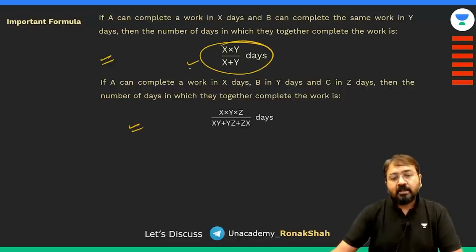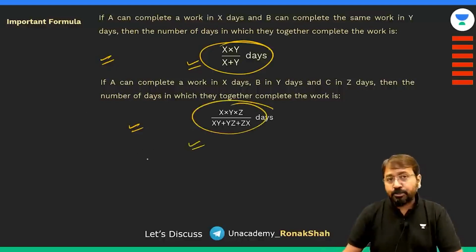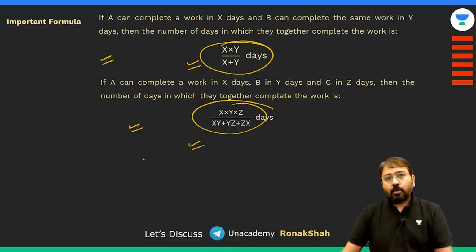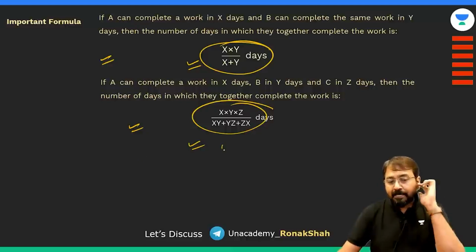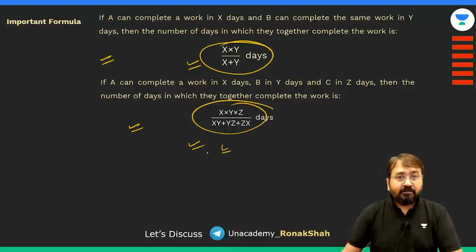For 2 people, the days taken to complete the work together. Similarly, for 3 people, this is the formula. So take a glance and make a point to remember, because sometimes you may find a question where you may have to straight away apply the formula for 3 people. So it will be very handy.